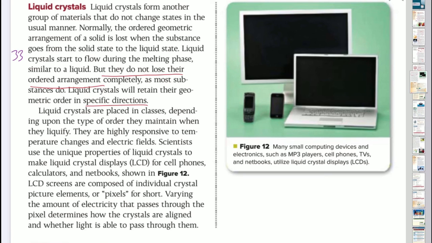Scientists use the unique properties of liquid crystals to make liquid crystal displays, or LCDs, for cell phones, calculators, notebooks, and computers, shown in Figure 12. LCD screens are composed of individual crystal picture elements, or pixels for short. Varying the amount of electricity that passes through the pixel determines how the crystals are aligned and whether light is able to pass through them.